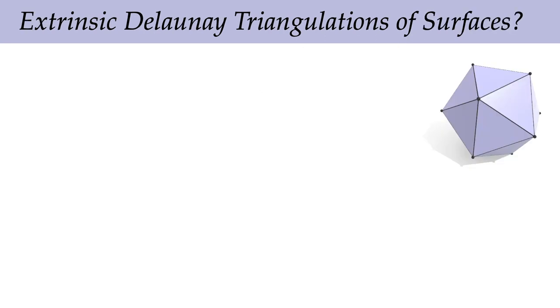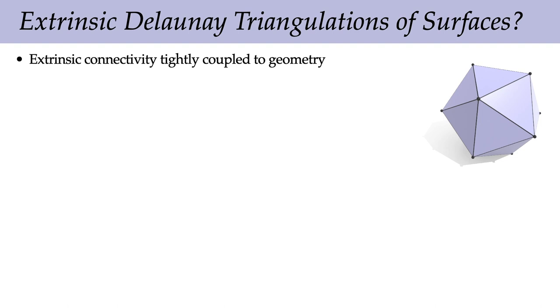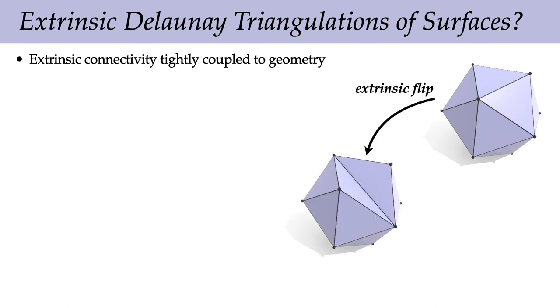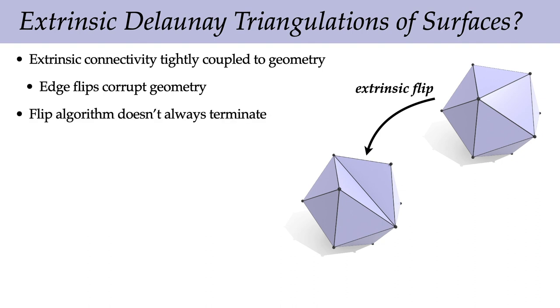This same idea does not work at all in the extrinsic setting. First of all, the connectivity of an extrinsic mesh is tightly coupled to its geometry. In general, we cannot change the connectivity like this without corrupting that geometry. And even if you accept this geometric distortion and try to run the flip algorithm anyway, it won't necessarily work. There are some meshes on which the extrinsic flip algorithm will not terminate at all.